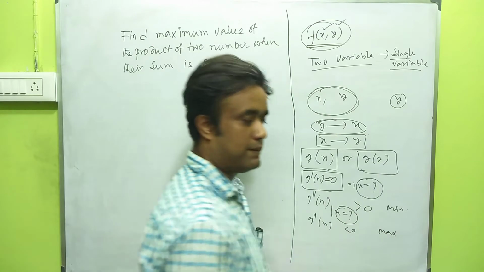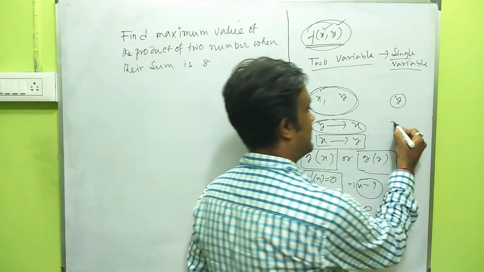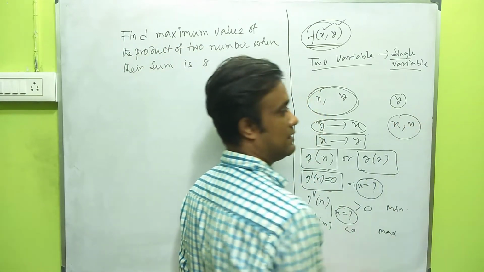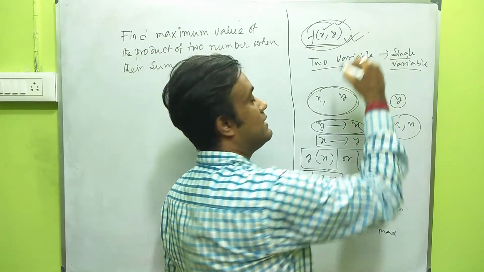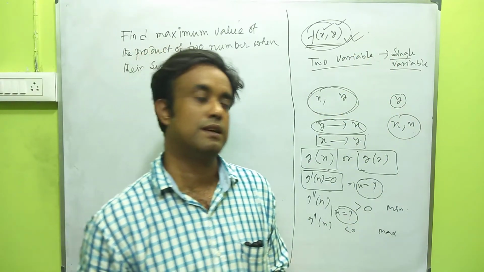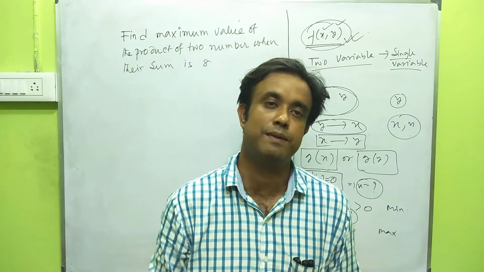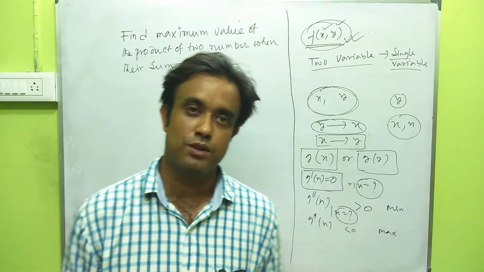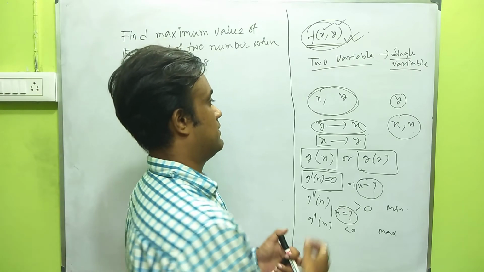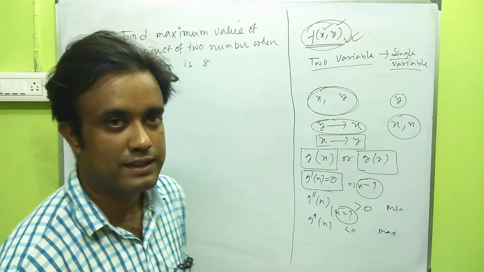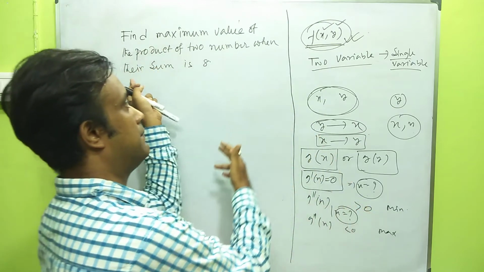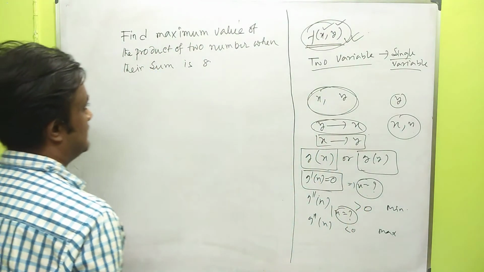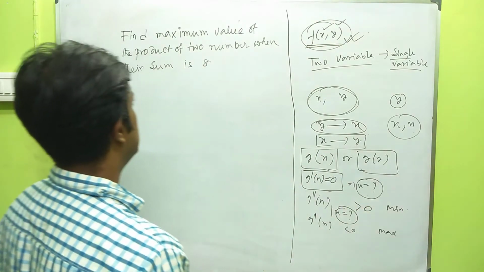So we have x and y, and this x and y we put in the given equation, which gives us the extremum value, that is either maximum or minimum. So we compare this explanation with this sum. Let us try to understand.